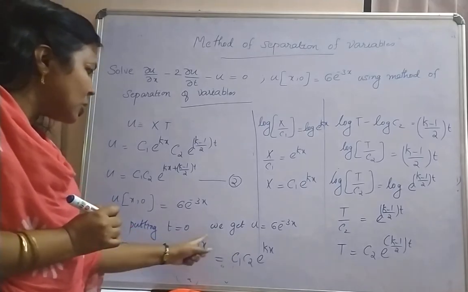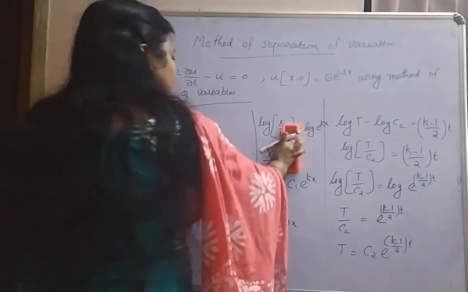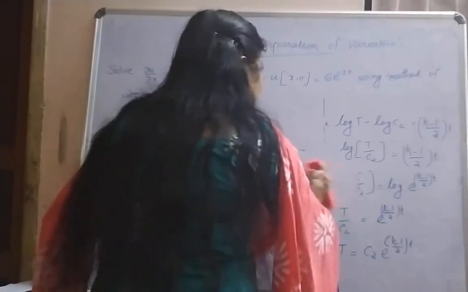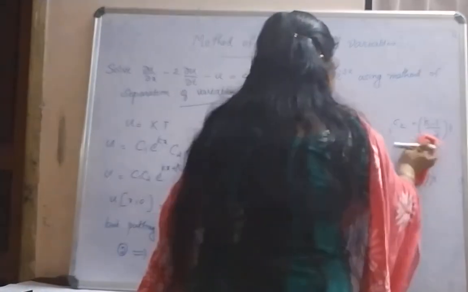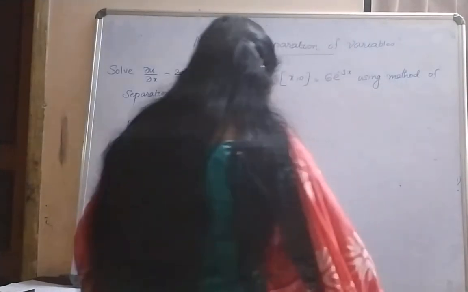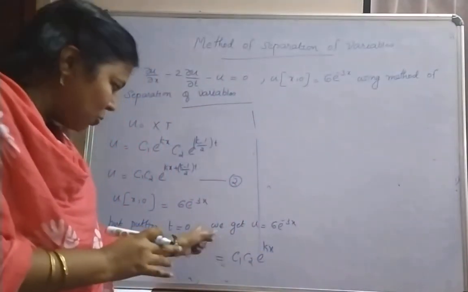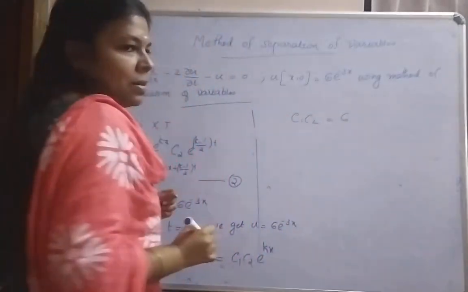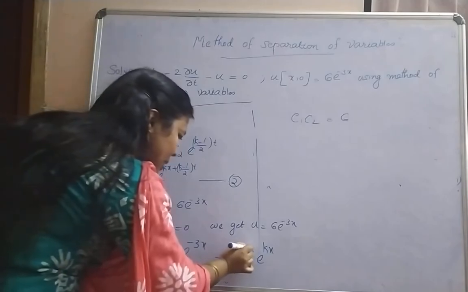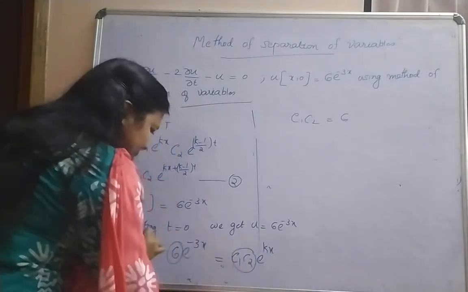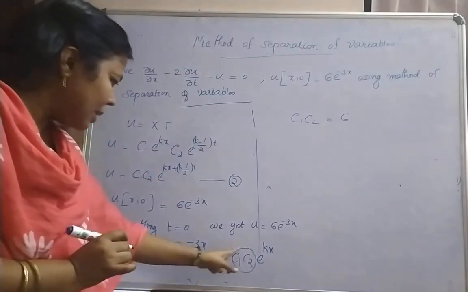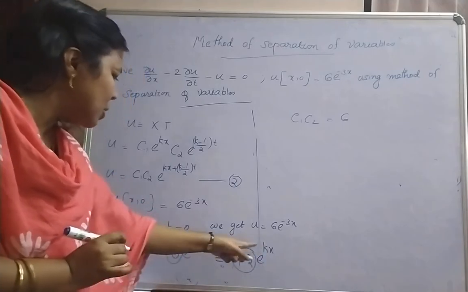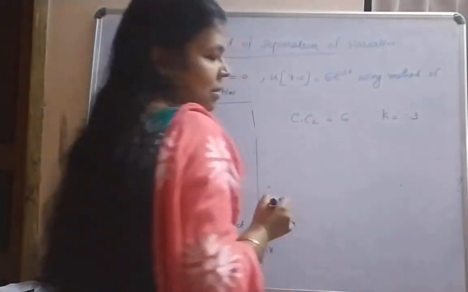By comparing these two, we get c1 c2 equal to 6. c1 c2 is a constant, here 6. Then by comparing, k equal to minus 3.